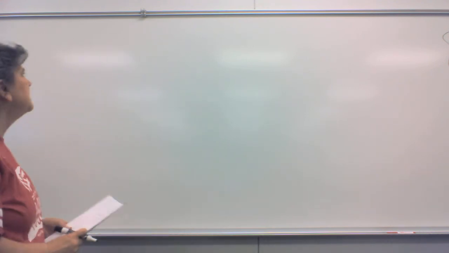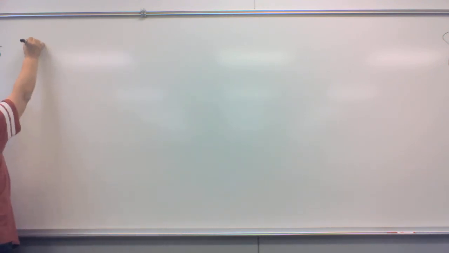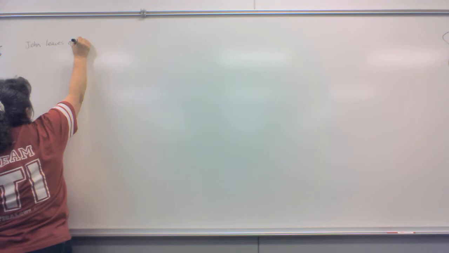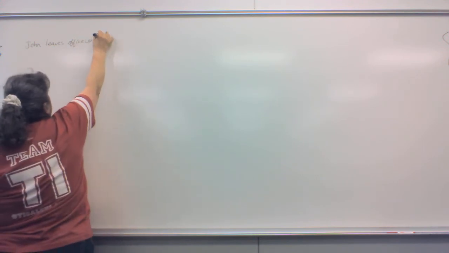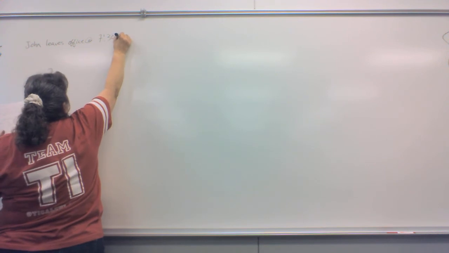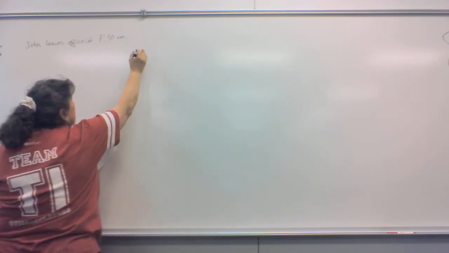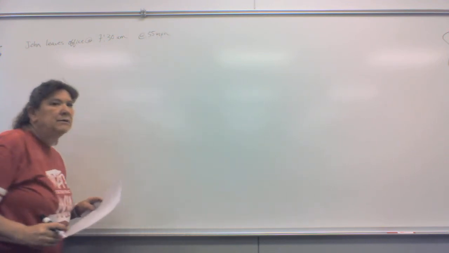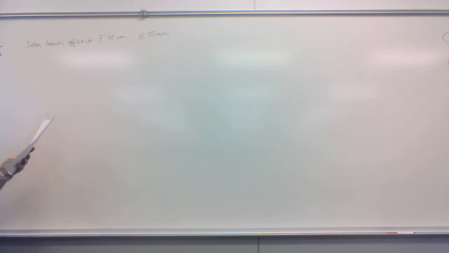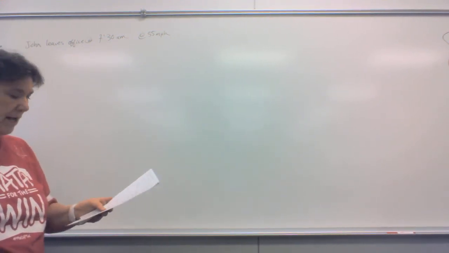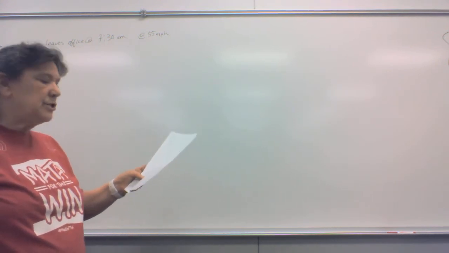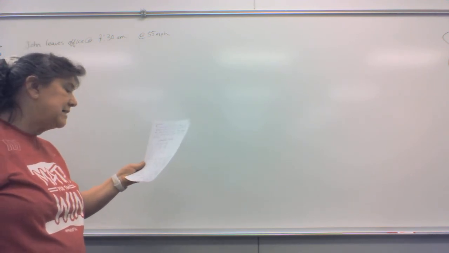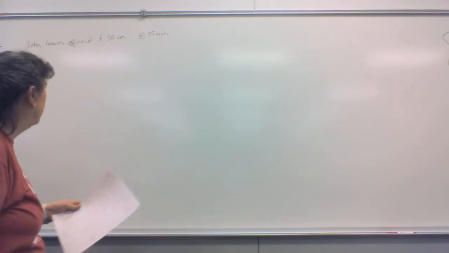Okay, this one says, John leaves the office at 7:30 a.m., traveling at 55 miles per hour. Okay? Now it says, his wife found he forgot an important paper and needed to catch him. So she followed the same route, traveling at 65 miles per hour. Okay?